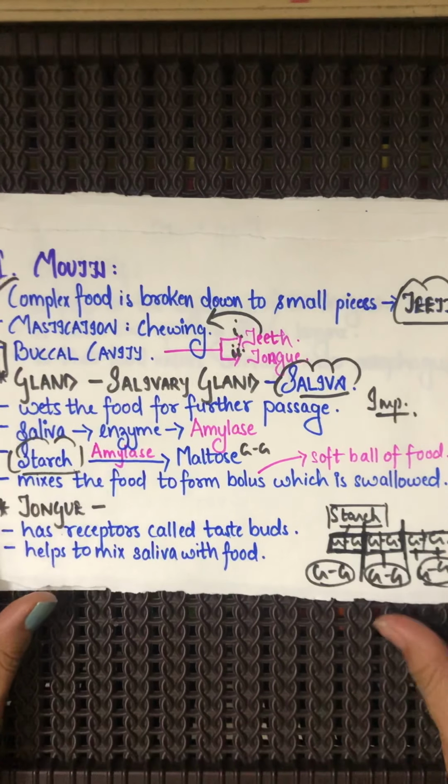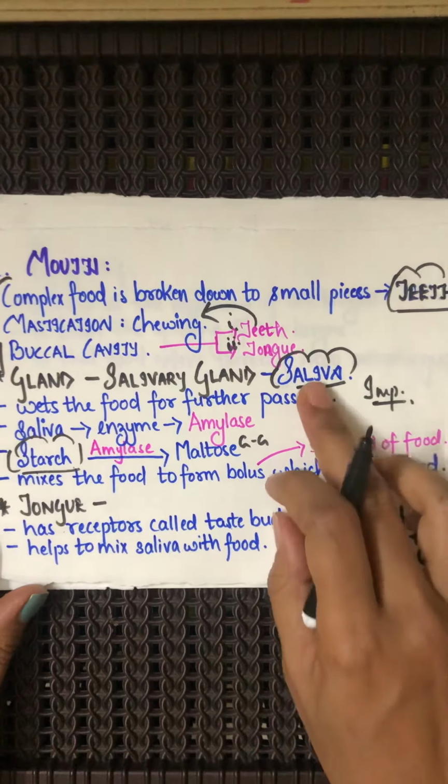Now, what is the next function of this saliva? It mixes the food. Yes, it is watery, and therefore it mixes the whole of the food to form a bolus. Bolus, what is that? It is nothing but the soft ball of food.